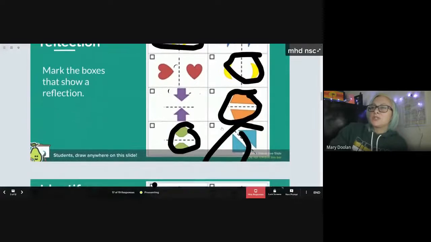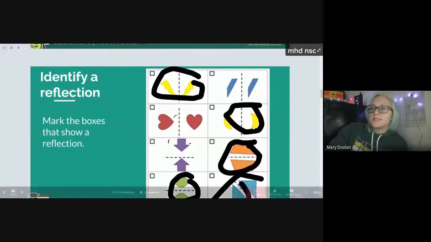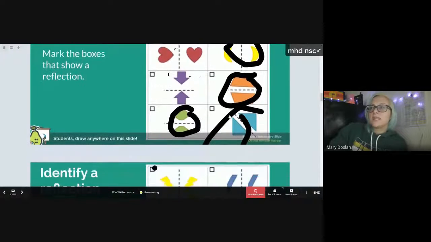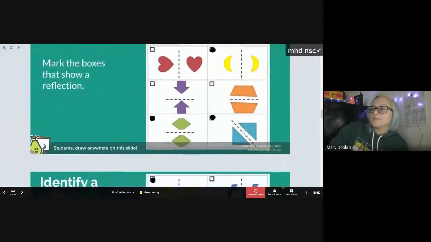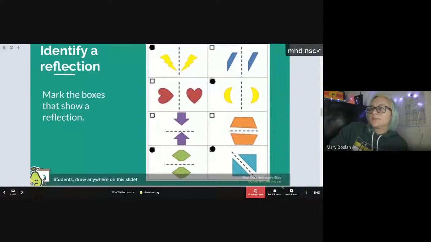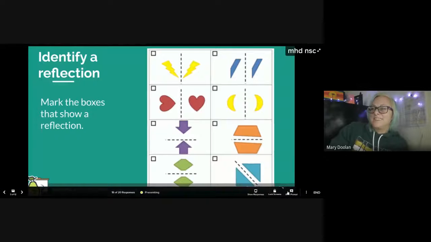So it looks like this person circled the ones they thought were the reflection. Okay, the orange one is not a reflection. Yeah, it's just the lightning bolts, the moons, the green one, and the blue triangles. Okay, awesome.